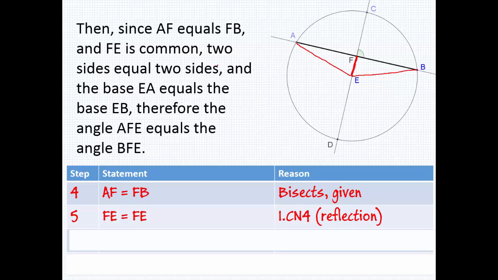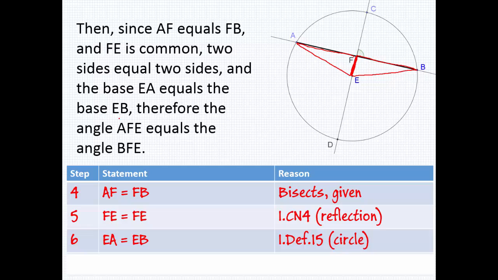The next thing is to say that notice that two sides equal two sides. We've already identified that AF and FB are equal to each other, and then we see that FE is common. So we have two sides equal to two sides, and we also see that the base EA equals the base EB. How do we know that EA is equal to EB? Well, because E is at the center, A and B are on the circumference of this circle, and so by the definition of a circle, those two lines are going to be equal to each other.